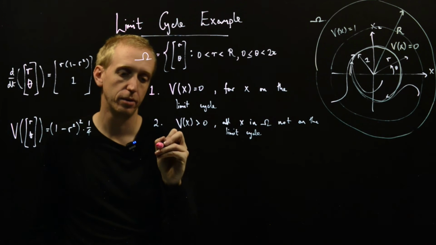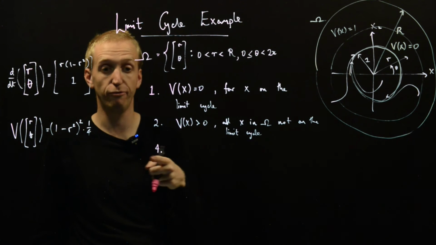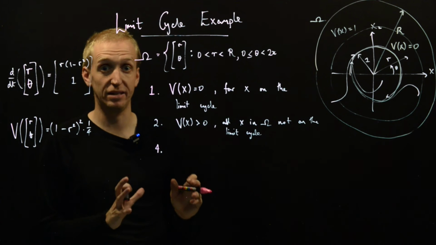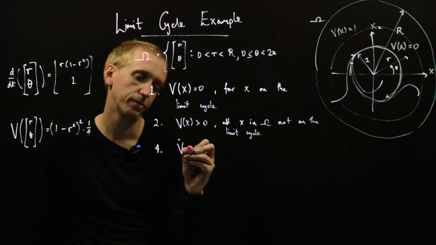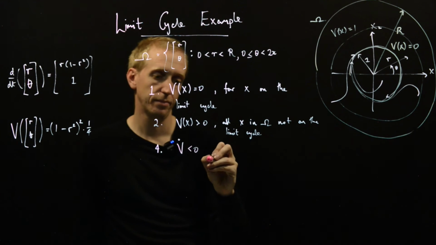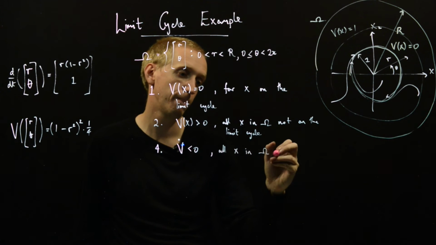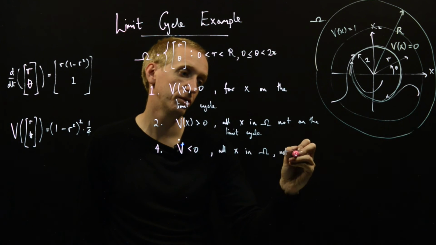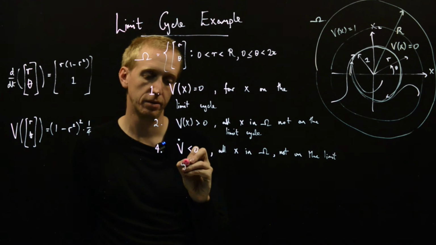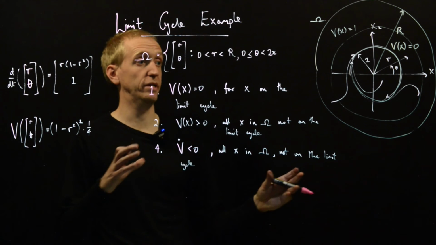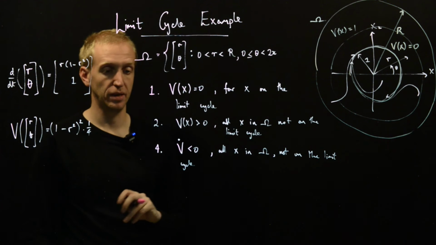So we want to do exactly what we used to do with point 4. Point 3 was just going for stability. Point 4, we're going for asymptotic stability. So we want to prove that V dot is less than 0 for all x in omega, not on the limit cycle. And if we can do this, then we're guaranteed to end up on this set here. So how do we do it?